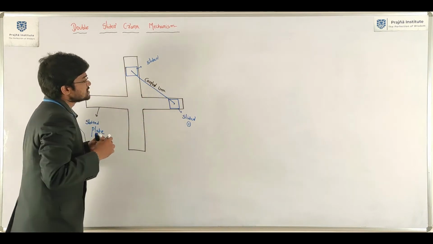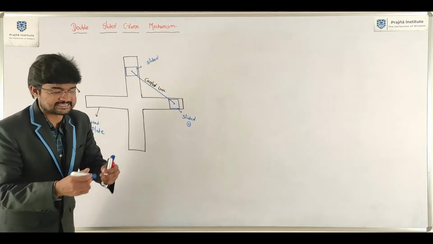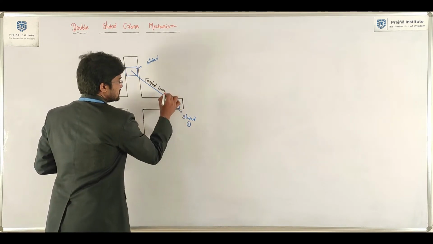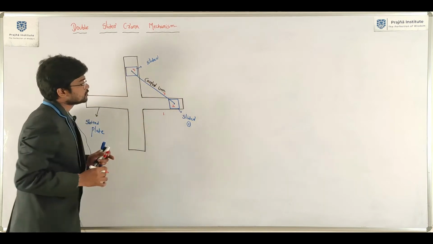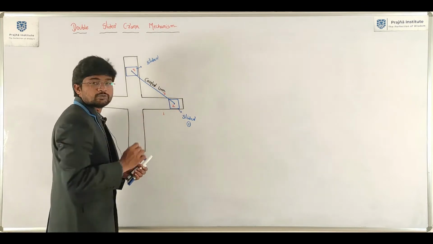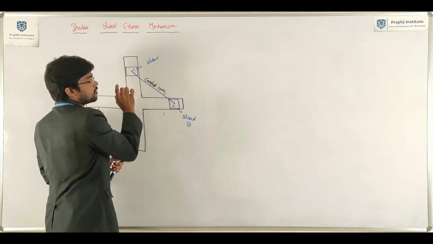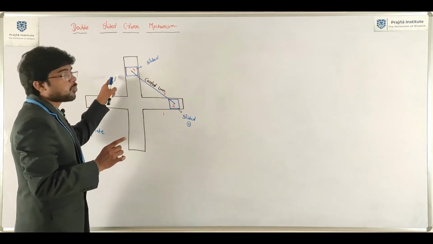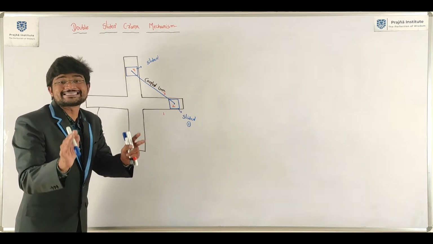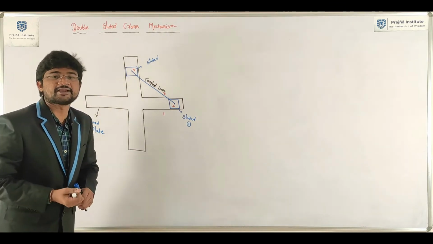So how many links are present in the double slider crank mechanism? Tell me. 1, 2, 3, 4. A total of 4 links. Between 1 and 2, sliding pair. 2 and 3, turning pair. 3 and 4, turning pair. 4 and 1, sliding pair. So 2 sliding pairs and 2 turning pairs are present in the double slider crank mechanism.